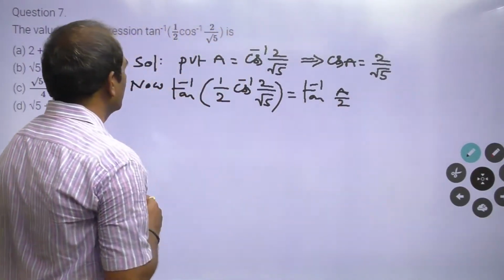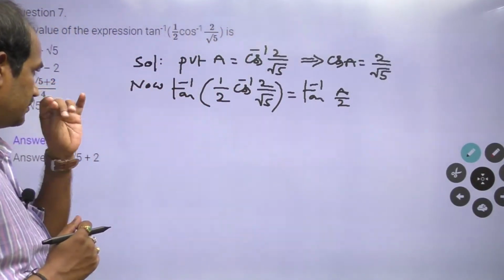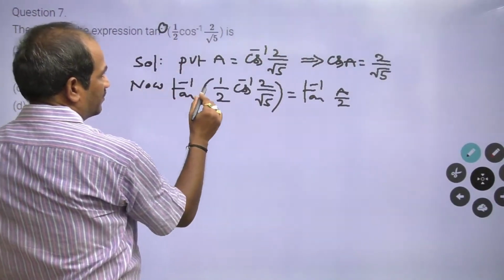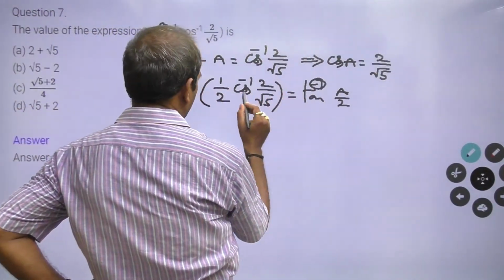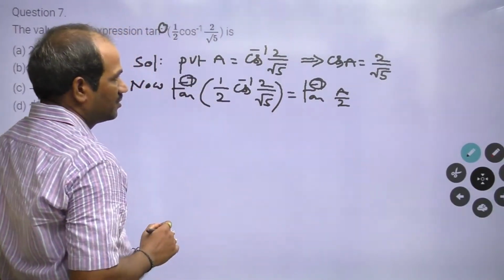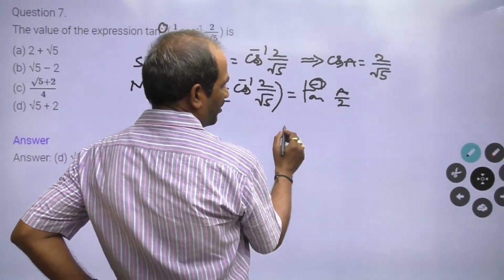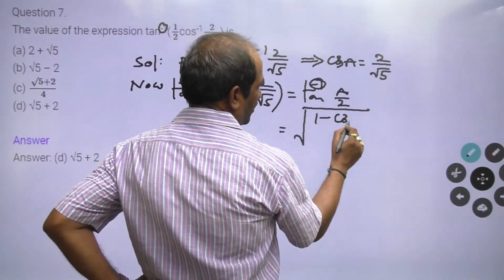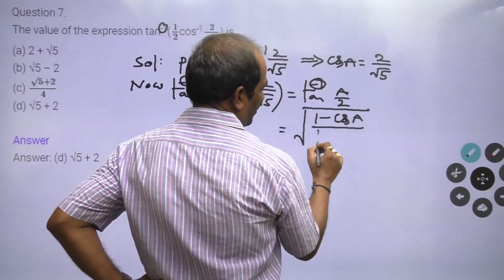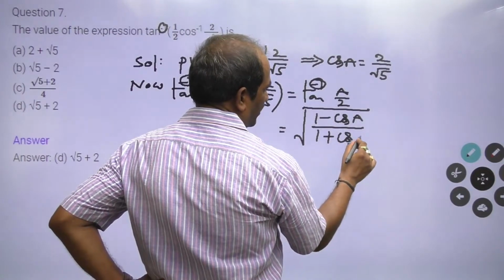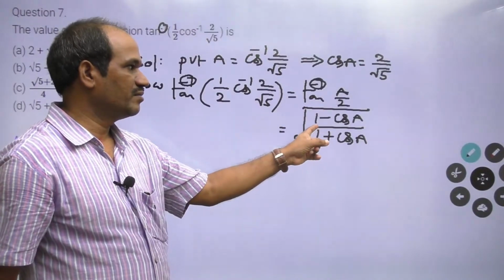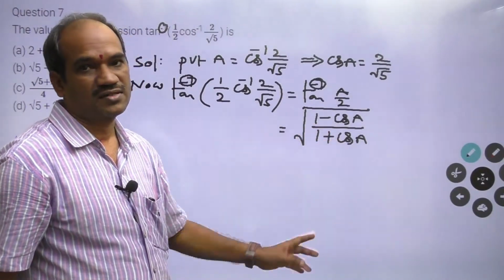Not tan inverse here, only tan of a by 2. Don't take tan inverse; that was a mistake in this problem. Only tan of a by 2. The formula for tan of a by 2 is the square root of (1 minus cos a) by (1 plus cos a).